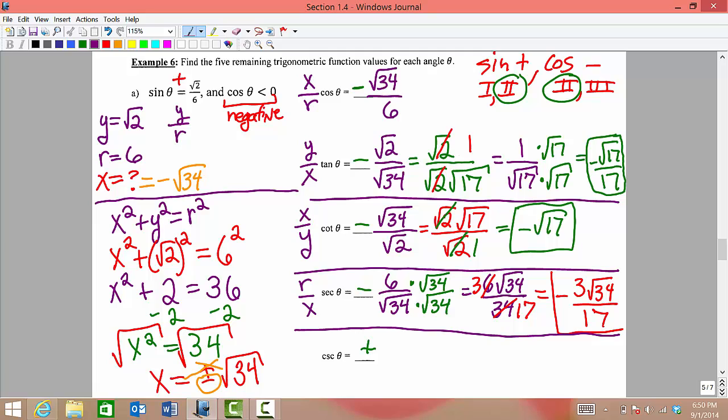And the last value we're looking for is cosecant. Cosecant is r divided by y. Our r value is 6, and the y value is the square root of 2. So we need to rationalize and simplify as much as we can. Let's multiply top and the bottom by the square root of 2. We end up with 6 times the square root of 2 all over 2. And once again, 2 and 6 have a common factor. 2 goes into 2 once. 2 goes into 6 3 times, so we end up with a positive 3 times the square root of 2.